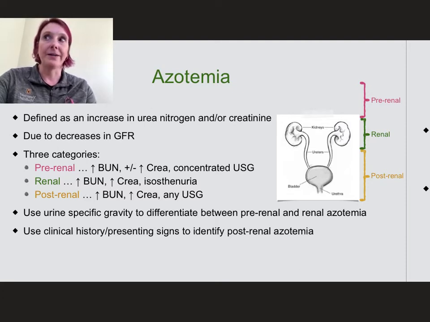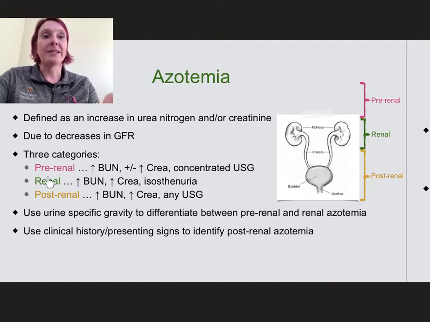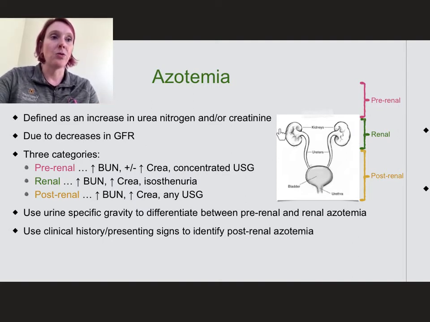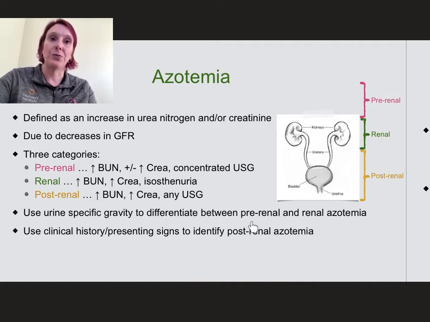Mainly things like decreased plasma blood flow is a big one. Renal is kidney disease, so losing those tubules and losing those nephrons. And post-renal are things that are happening after the kidney, from the ureters on down. Differentiating these guys, we use urine-specific gravity to differentiate between pre-renal and renal azotemias.